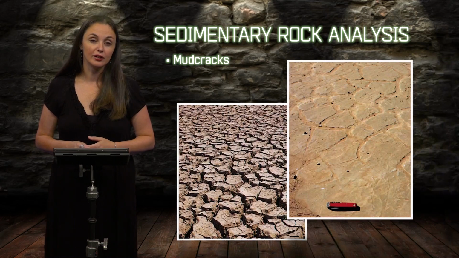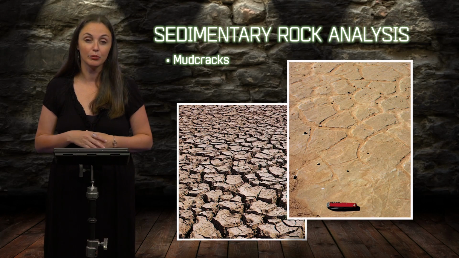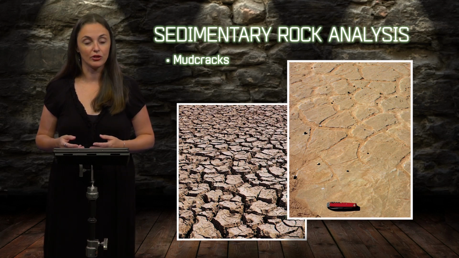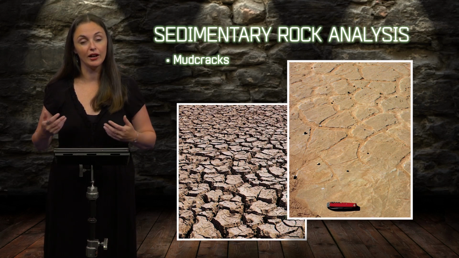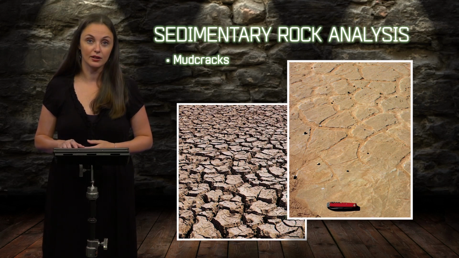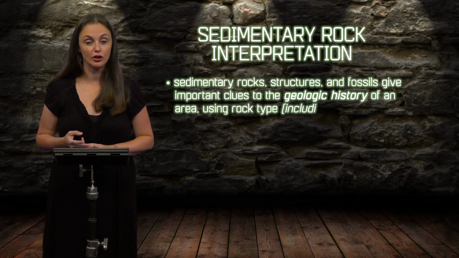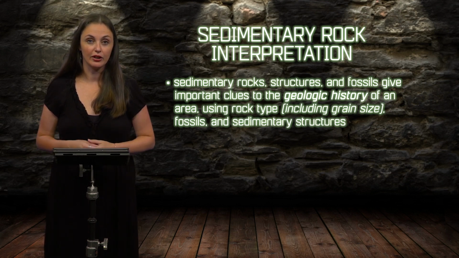Mud cracks are a really good sedimentary structure that indicates the climate in a particular area. If you have mud deposited in the first place, then most likely this at some point was underwater. But if you have mud cracks forming, that means that mud had to dry out in order for that to form. And again, under the right circumstances, those structures can be preserved. So we can record in the geologic past that drying event, that change in climate that created these structures. So sedimentary rock interpretation really comes down to those three things: rock type, fossils, and sedimentary structures. And we can use all of these to understand the geologic history of an area.